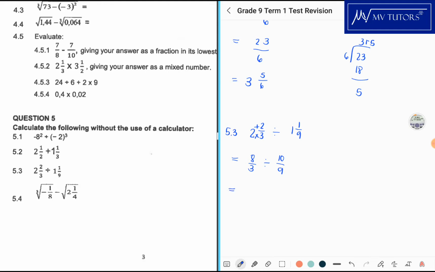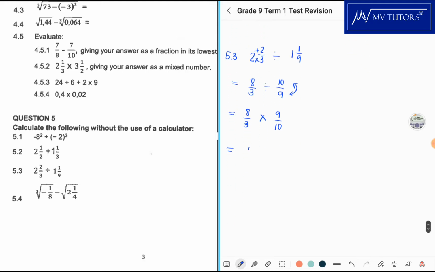Remember what we do with division. We keep the first fraction the same. We change the division to multiplication and we swap the numerator and the denominator. So now we can go ahead and multiply. We're going to have 8 times 9 in the numerator, 3 times 10 in the denominator. So now we have 72 over 30. How many times does 30 go into 72? It goes in twice.